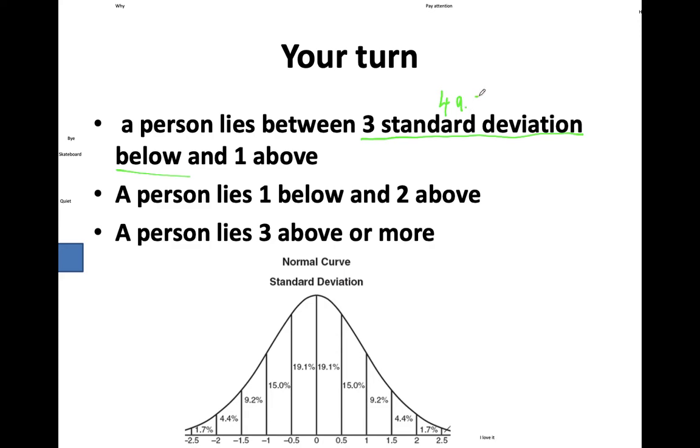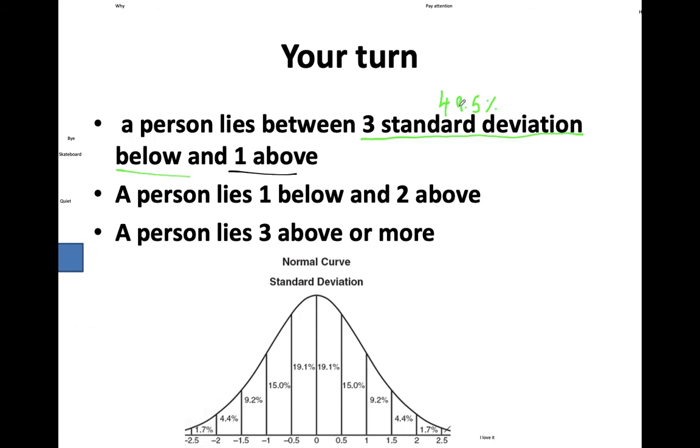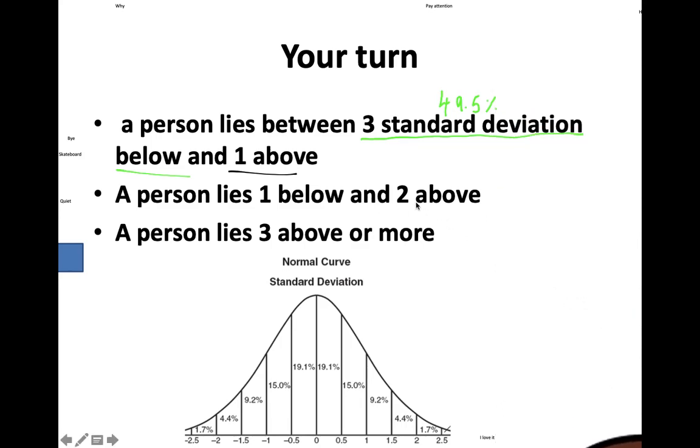Then you have to use the diagram and work out what 1 above is. Once you've worked out what 1 above is, you are going to add 49.5% to the 1 above value and then have a go at these other two values. I would like you to have a go at these questions now, and hopefully you're going to be happy you understand what you're doing. So please pause the video.